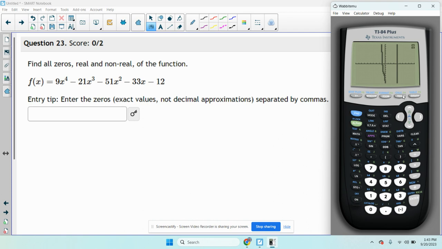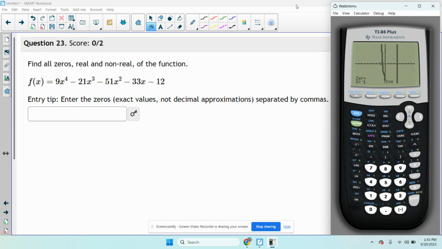So I'm going to hit second trace to find the calculate menu. I'm going to go to 0. Let's see if this left one gives us a nice pretty 0. So I'm going to put the left bound to the left of this 0, hit enter, then move it to the right, hit enter, guess enter. So it looks like I have a 0 at x equals -1.